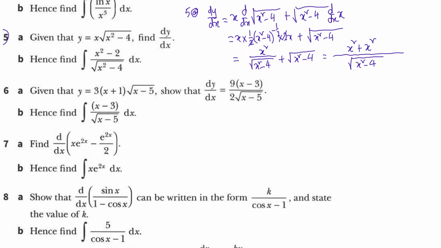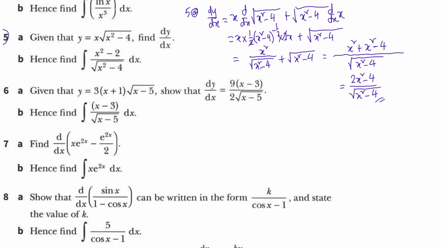It gives us x² minus 4 again, the roots cancel. So it is (2x² minus 4) divided by root(x² minus 4), which is the answer of the first part, dy/dx.